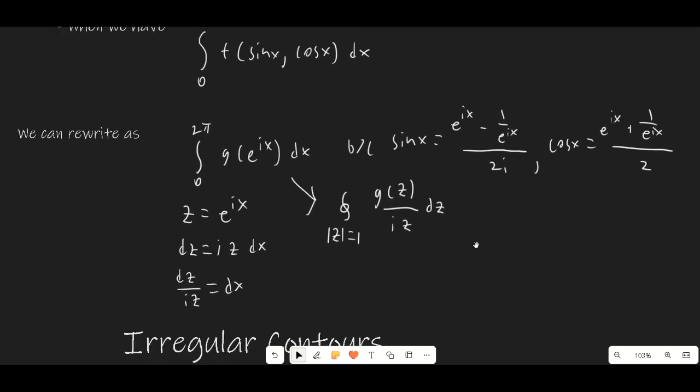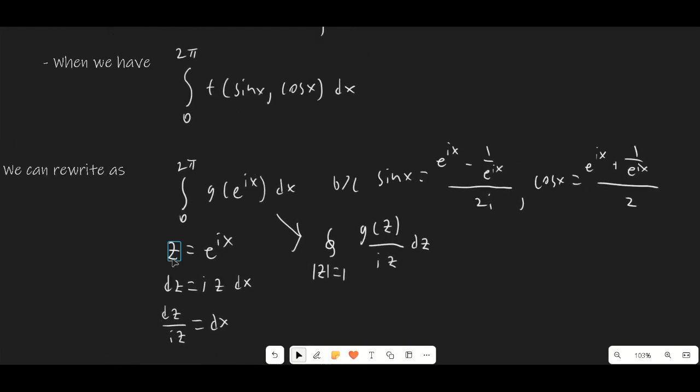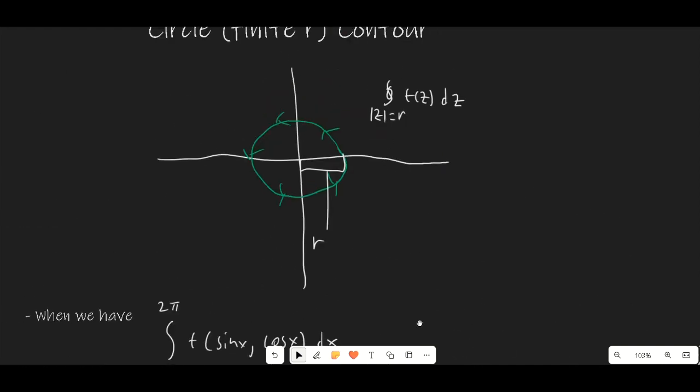And essentially what we do here is we substitute z equals e to the ix, and we get that dz over iz equals dx. And what happens is if you actually track the path of e to the ix, where x varies from 0 to 2 pi, you find that the starting point and the ending point are the same, obviously, because e to the 0 is the same as e to the 2 pi I. But if you actually track the path, you'll find that it just follows this little circle.